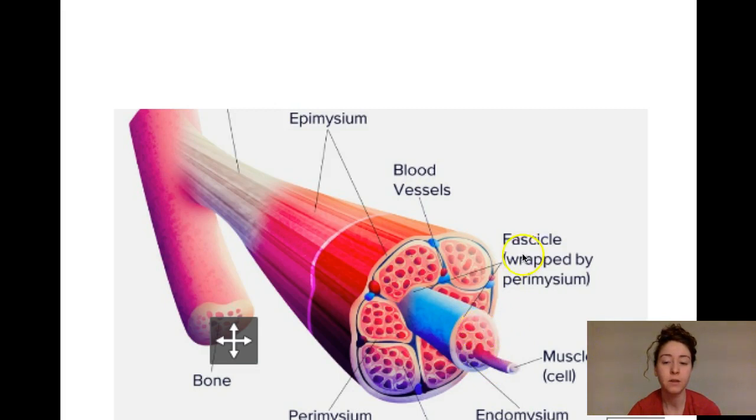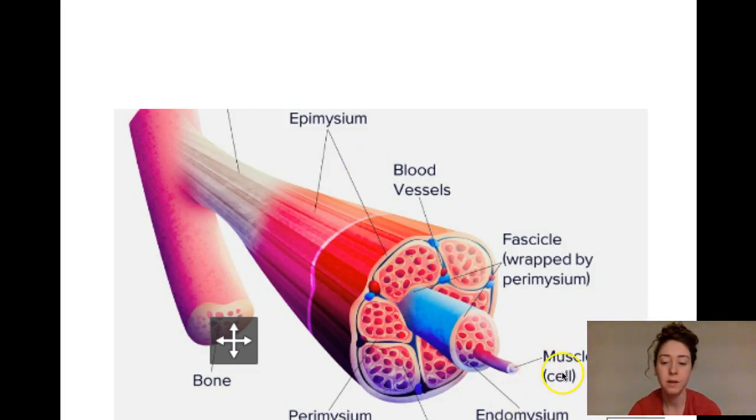and then when we brought lots of muscle cells together to create a fascicle, we wrapped it in a membrane called the perimysium. Multiple fascicles come together and are wrapped by another membrane called the epimysium, and that epimysium comes together to join to a bone as the tendon, so that the muscle can pull on the bone and move those joints.